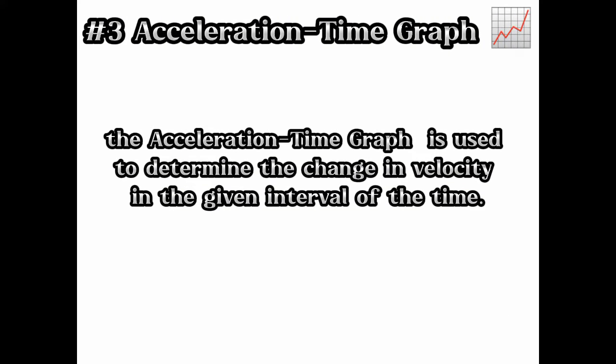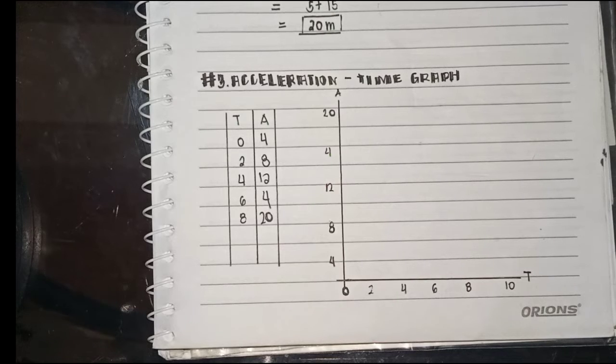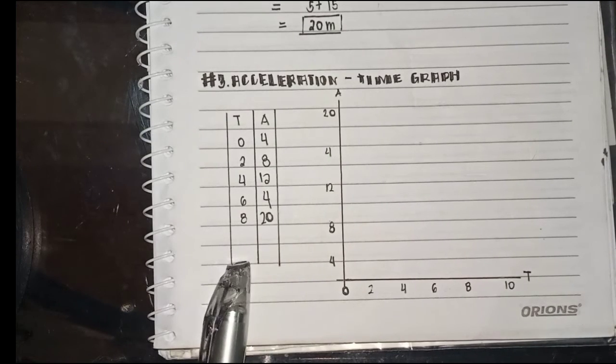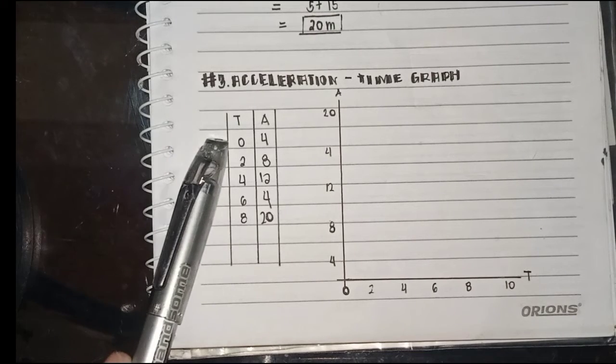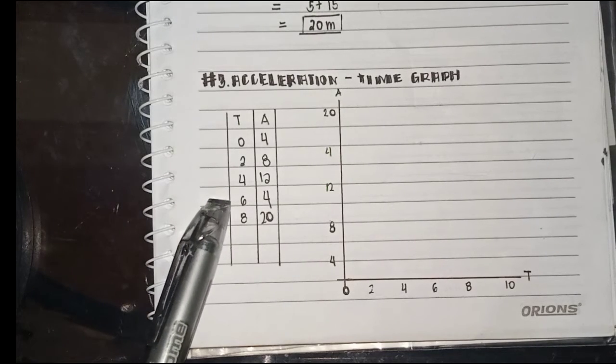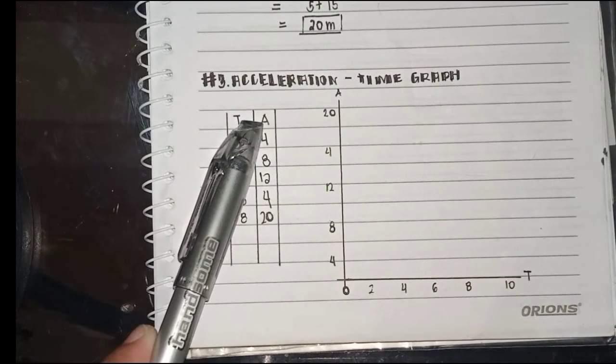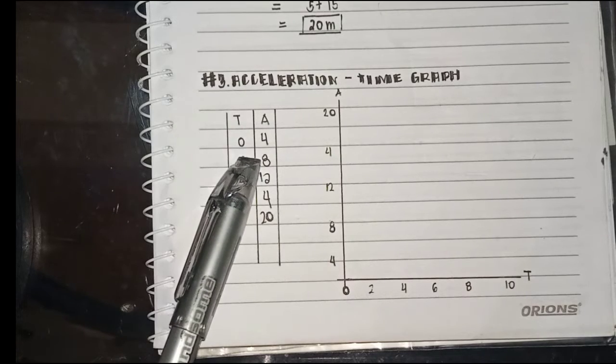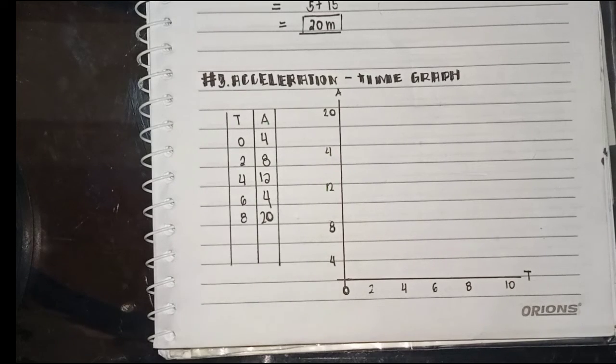Number 3, acceleration time graph. The acceleration time graph is used to determine the change in velocity in the given interval of time. The example. So we are down to the third motion graph, which is the acceleration time graph. This is our table of values. T: 0, 2, 4, 6, 8. A stands for acceleration: 4, 8, 12, 14, 20.